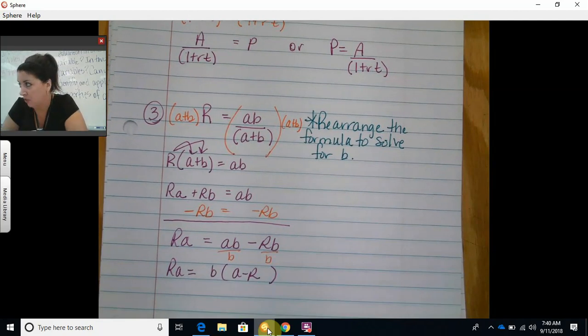Anybody have any questions? Y'all stop me if you don't understand something. Still trying to solve for B. It's being multiplied by A minus R. What could I do now? Divide by what? A minus R. Very good.